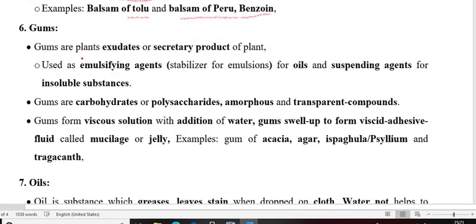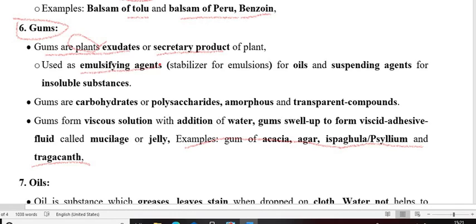Now we have to go through the gum. I think you all know about the gum, and if you go through the examples of gum, you will find very good therapeutic properties of gum. The plant products we are discussing here are mostly plant extracts, but gums are plant exudate, not extract. So gums are plant exudate or the secretory product of the plant and are used as an emulsifying agent.